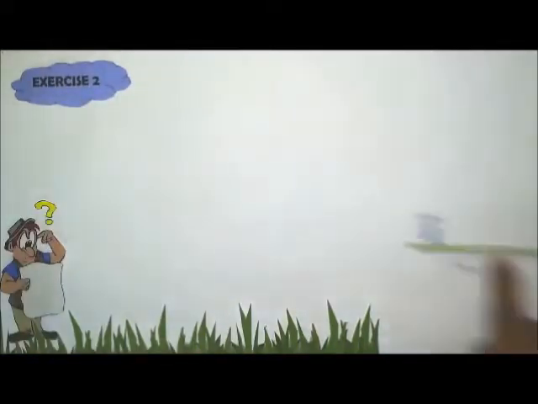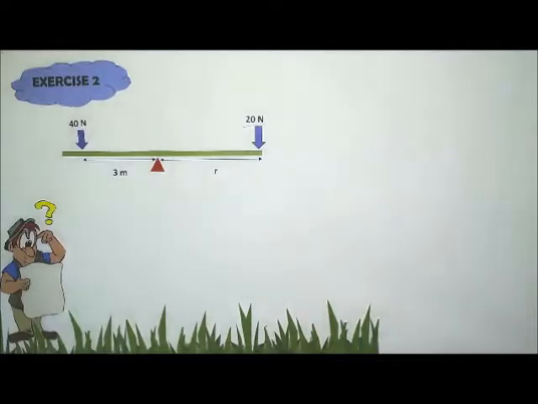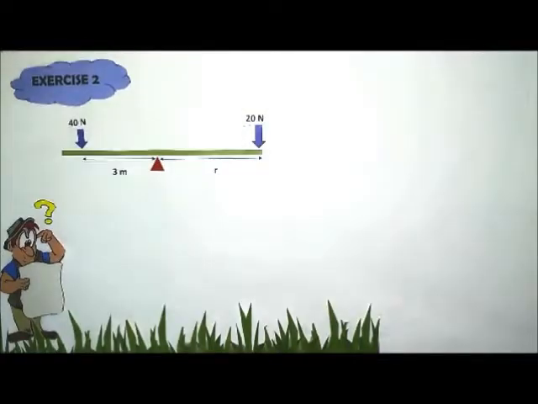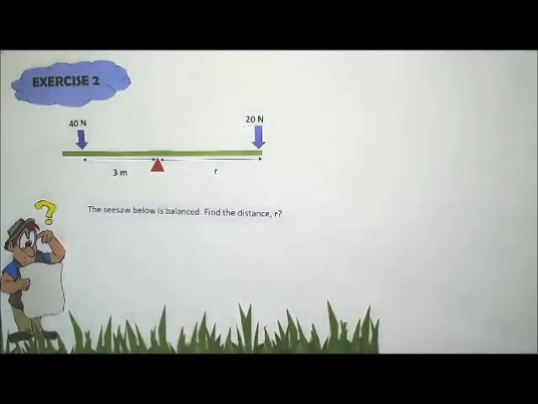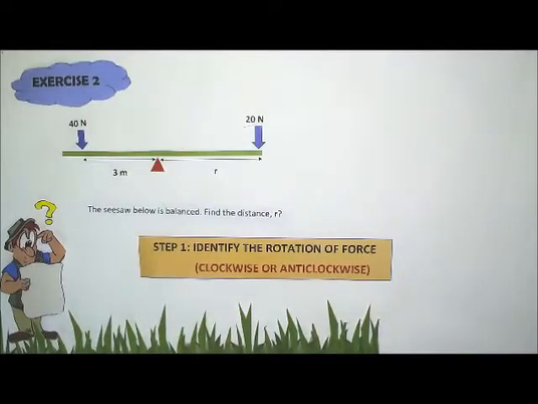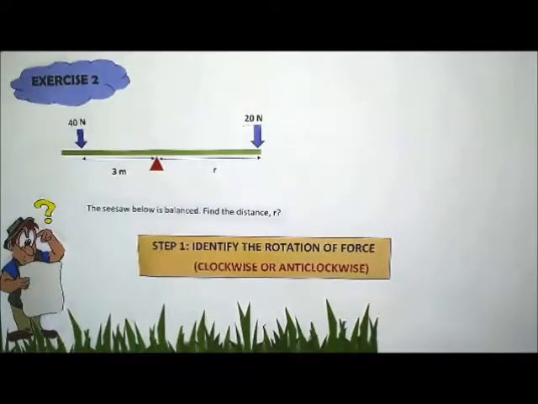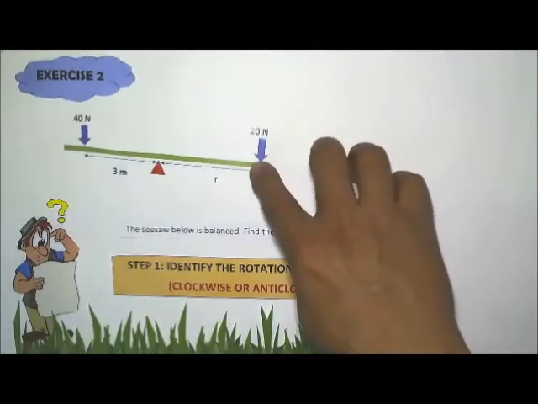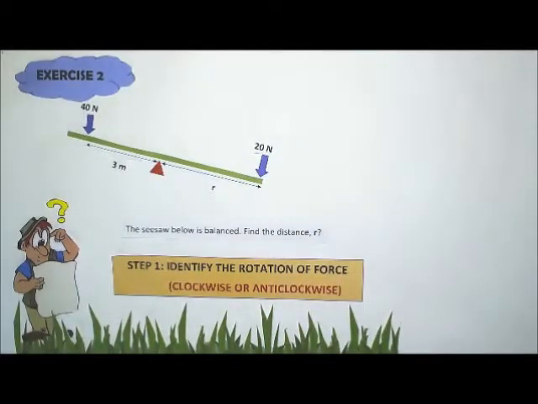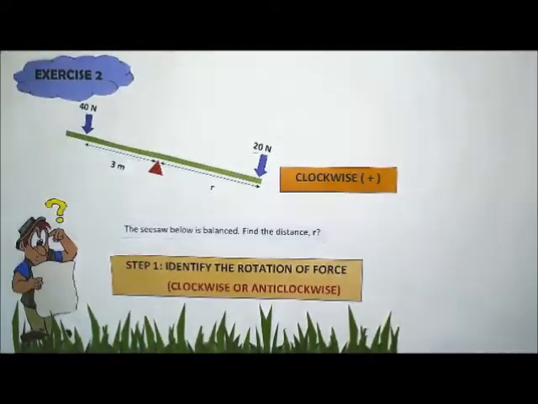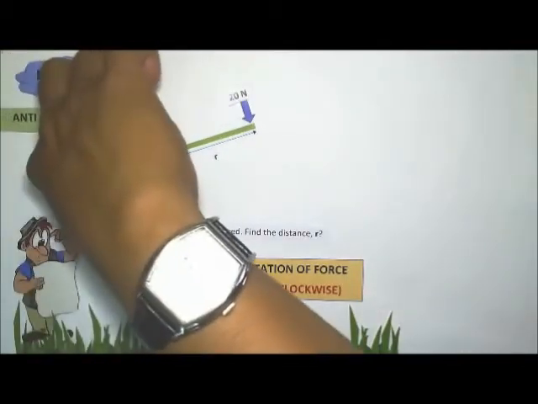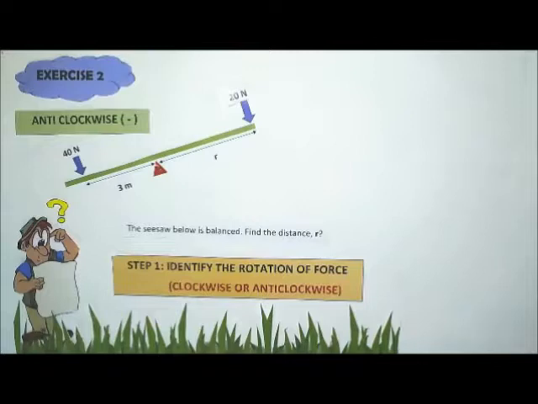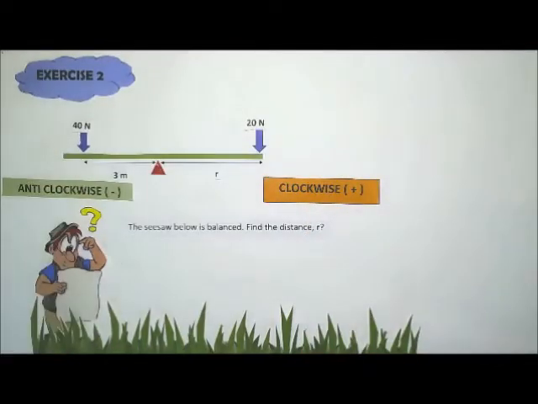Exercise 2. The diagram shows 40 Newton applied at the left and 20 Newton applied at the right. The question is, the seesaw below is balanced. Find the distance. Step 1. Identify the rotation of force, either clockwise or anti-clockwise. When 20 Newton is applied at the right, the rotation is clockwise, sign positive. And 40 Newton at the left, the rotation is anti-clockwise.